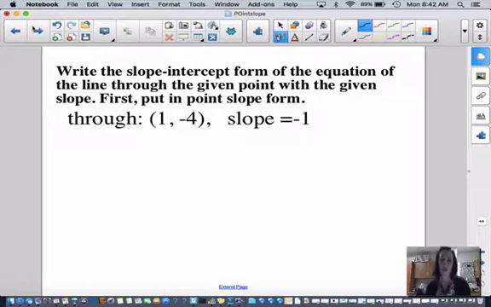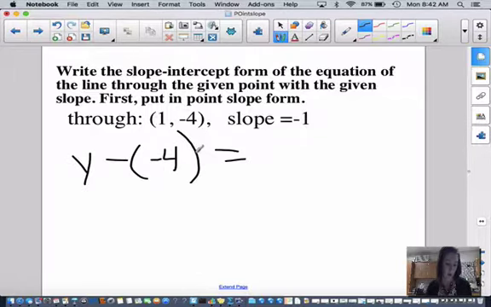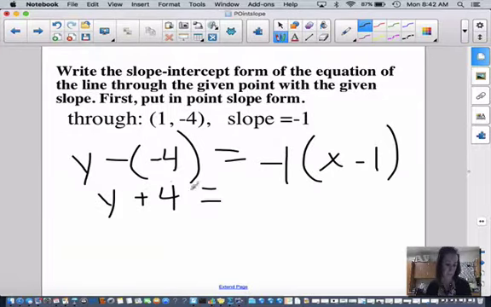Okay, now this one says write in slope-intercept form. So I'm going to start by putting it in point-slope form. So y minus y1 equals m times x minus x1. So y plus 4 equals negative 1 times x minus 1.